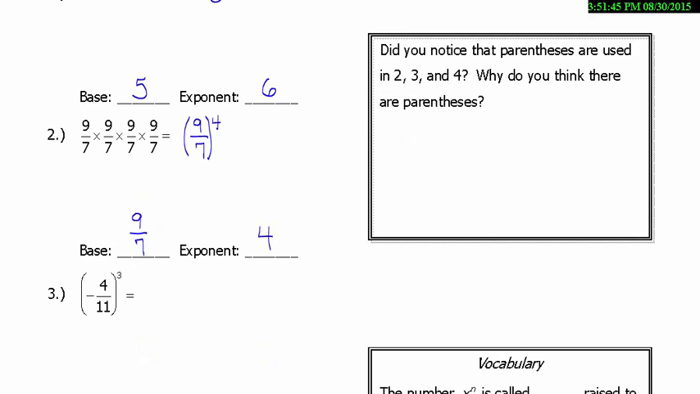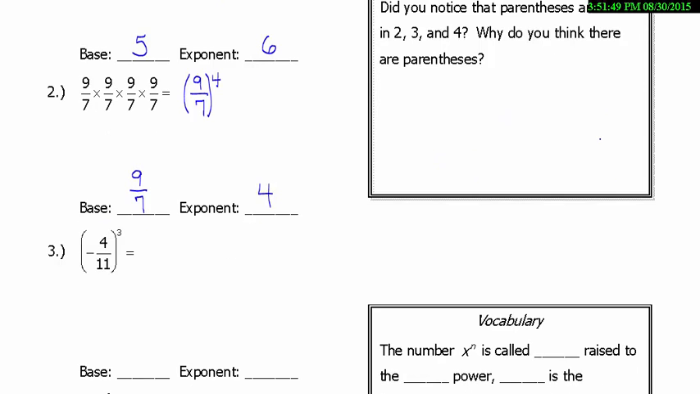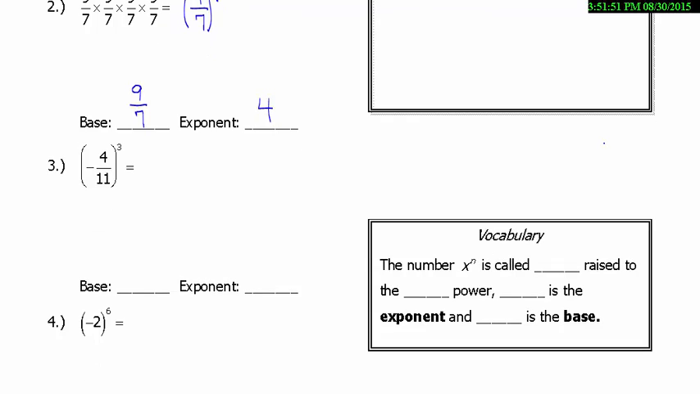Now, number 3 is opposite because we are given exponential notation and we're going to write it out in standard form. And so this means I'm going to multiply -4/11 times -4/11 times -4/11. And so the base here is -4/11 and the exponent is 3.